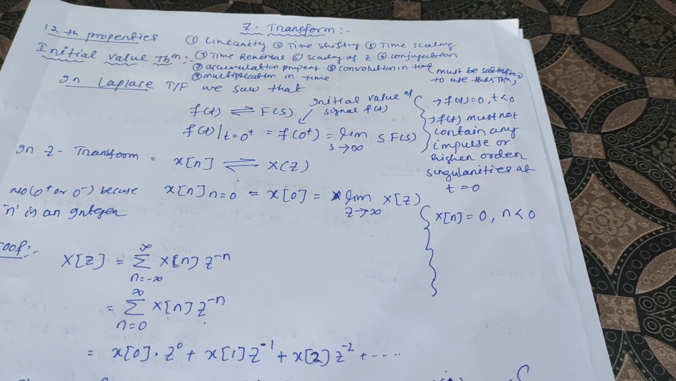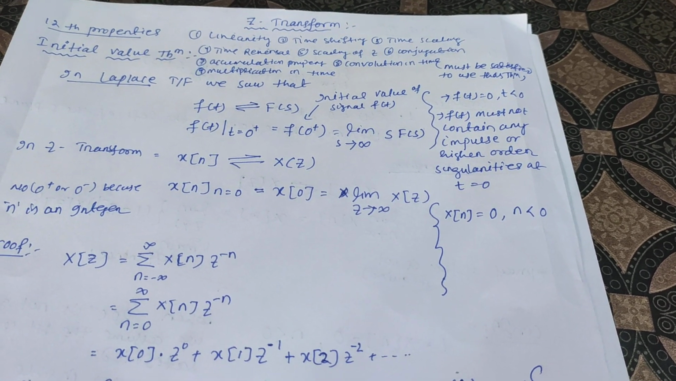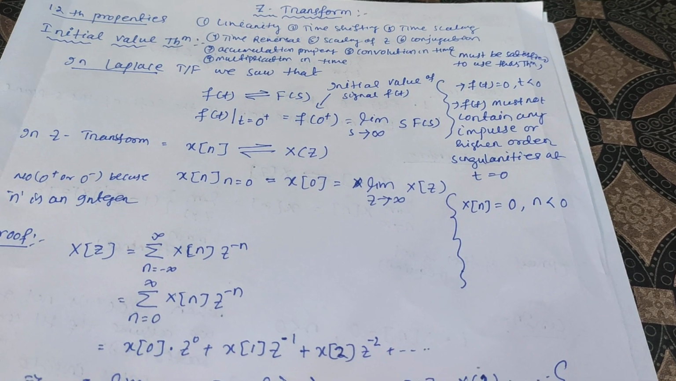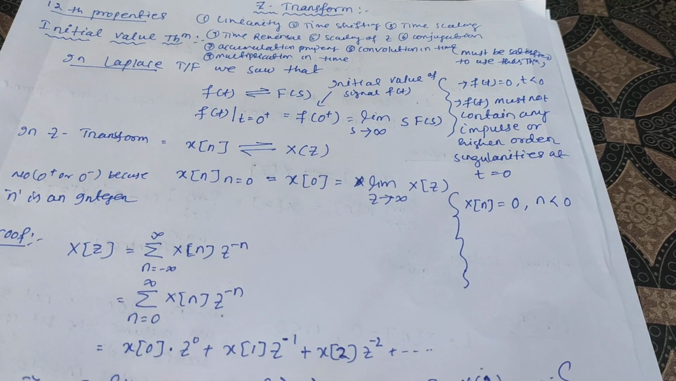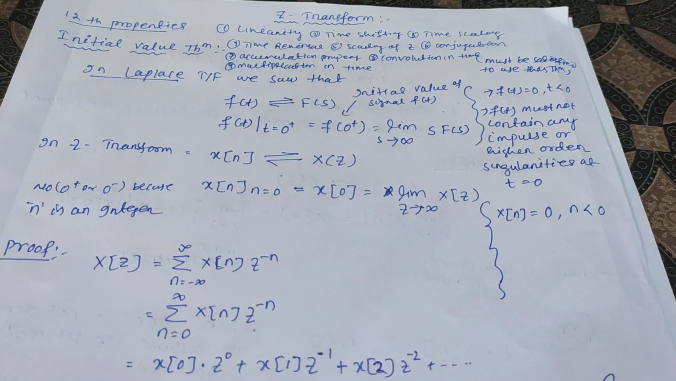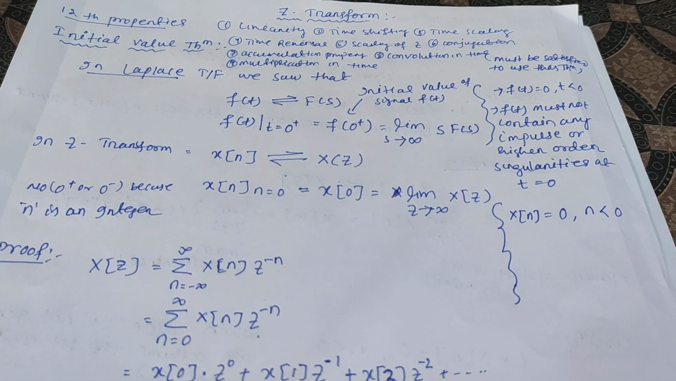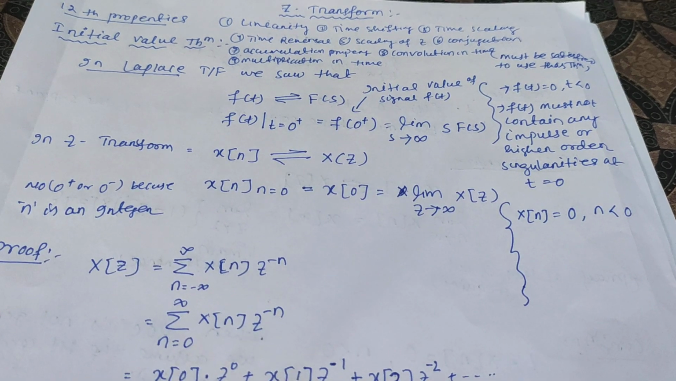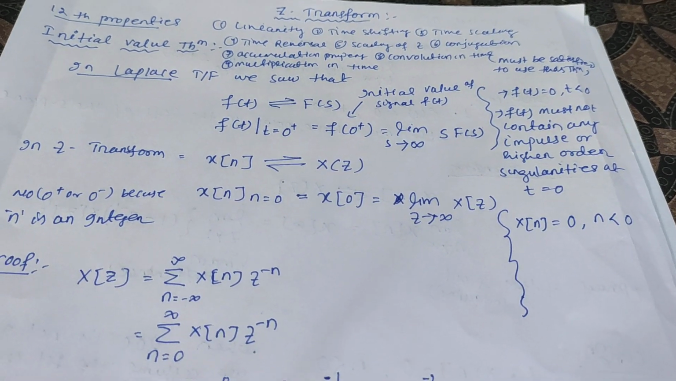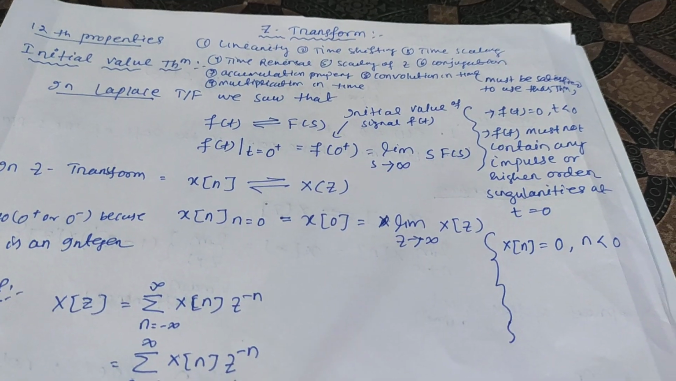In the previous class, we discussed the various properties of the Z transform, like linearity, time shifting, time scaling, time reversal, and scaling of z. Like this, we have already discussed 11 properties of the Z transform. Now today we discuss the 12th property of the Z transform. What is this 12th property? That is the initial value theorem.